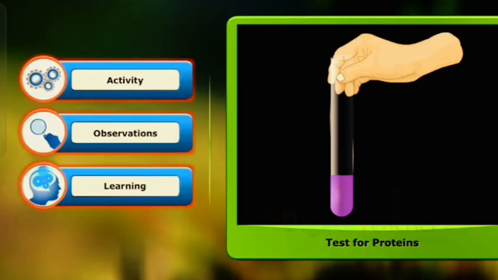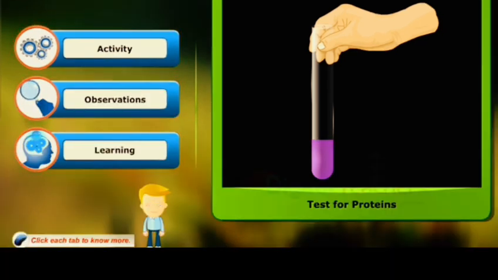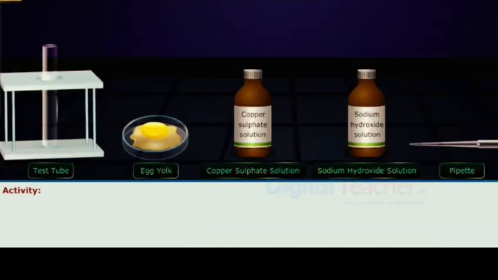Here, let us perform an activity to test for the presence of proteins in food items. Prepare copper sulfate solution by adding 2 grams of copper sulfate in 100 milliliters of water. Prepare sodium hydroxide solution by dissolving 10 grams of sodium hydroxide, NaOH, in 100 milliliters of water.